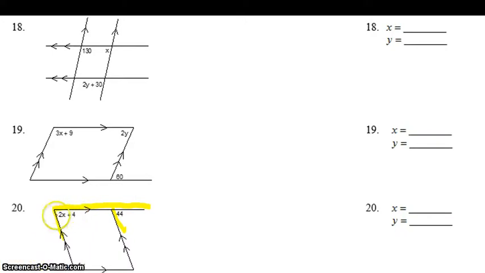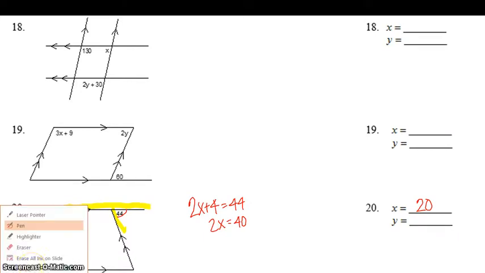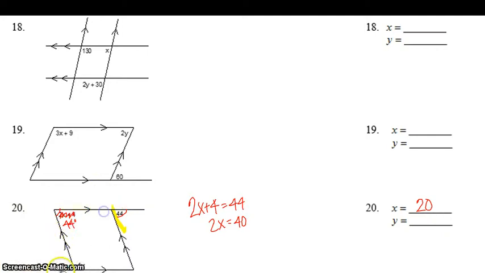And so on that F, we know corresponding angles are congruent. So 2x plus 4 equals 44. Subtract 4, 2x equals 40. Divide by 2, so x is 20. And so I know that this is 44 degrees. So I'm going to get rid of that x business and just put 44 degrees. All right, so then now you can use that C that we had talked about earlier.